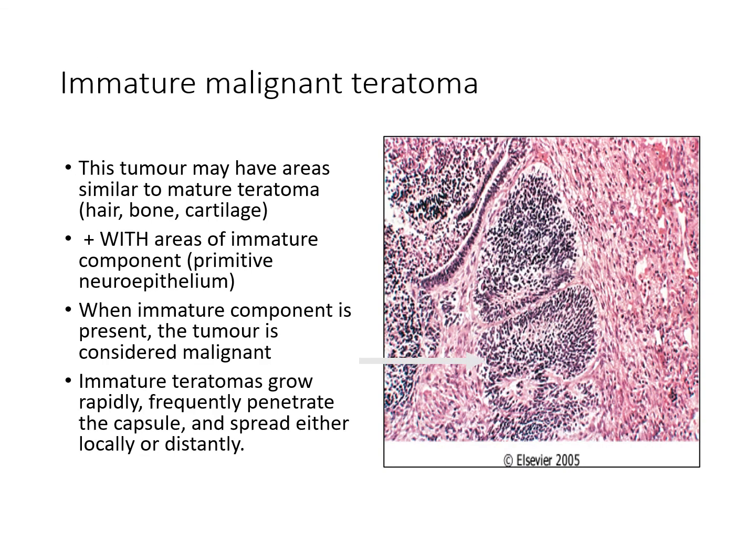Immature malignant teratoma is a teratoma that has areas of immature component, such as this one. This is an immature component, which is composed of primitive neuroepithelial component. And when this immature component is present, the tumor is considered malignant. Immature teratoma grow rapidly, frequently penetrating the capsule and spreading to other sites.